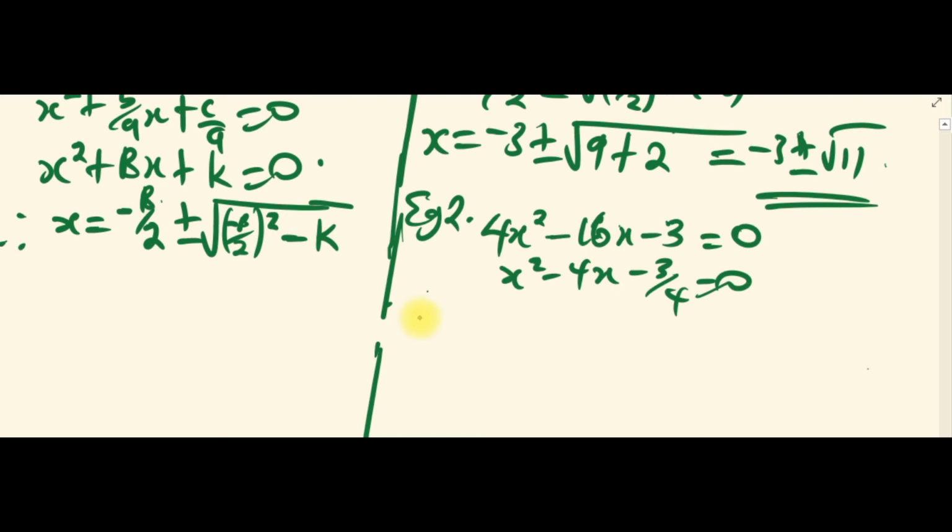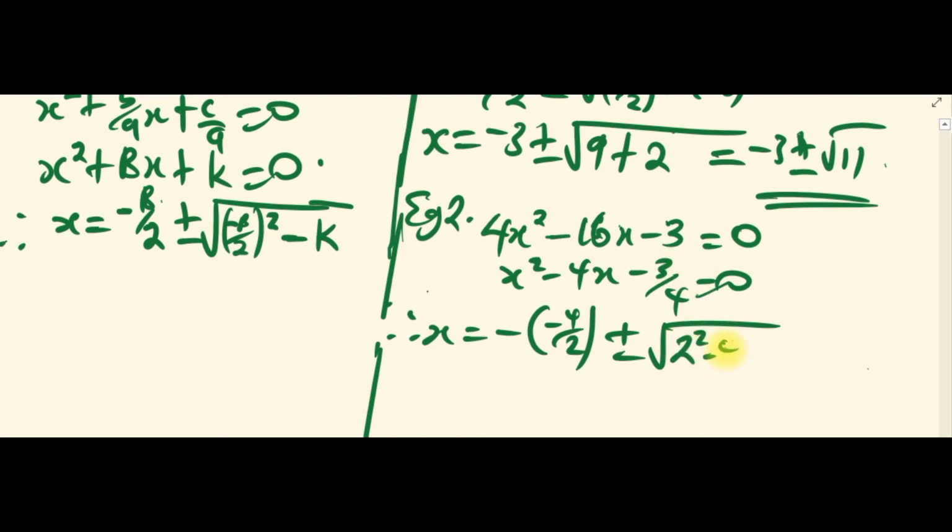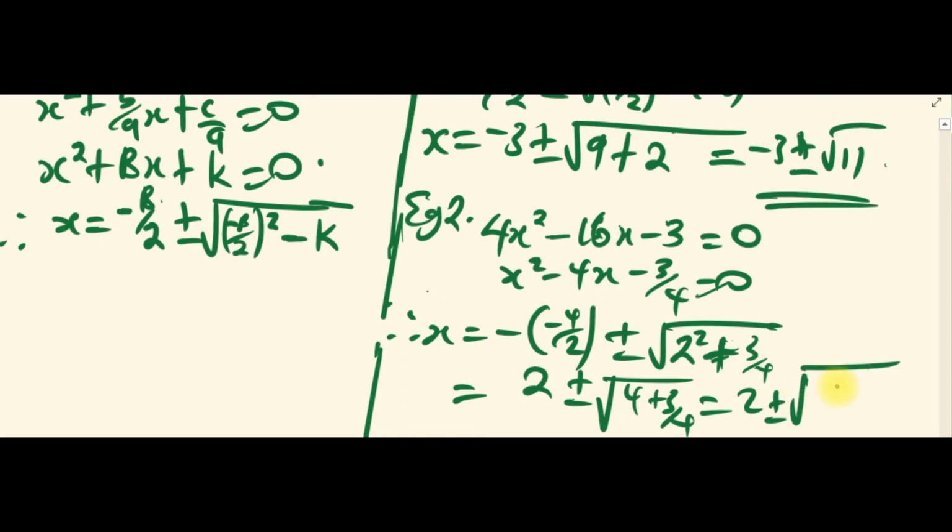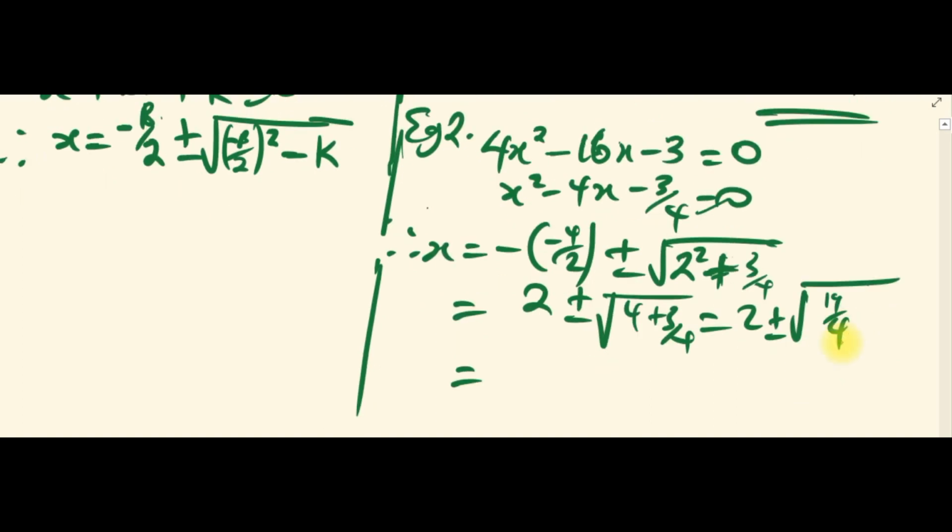So therefore x is now minus 4 over 2 plus or minus square root of minus 4 over 2, which is 2, so we have 2 squared, minus k is minus, so we have plus 3 over 4. So we have 2 plus or minus square root of 4 plus 3 over 4, which is 2 plus or minus square root of 19 over 4. So our answer is, since the square root of 4 is 2, 2 plus or minus square root 19 over 2.